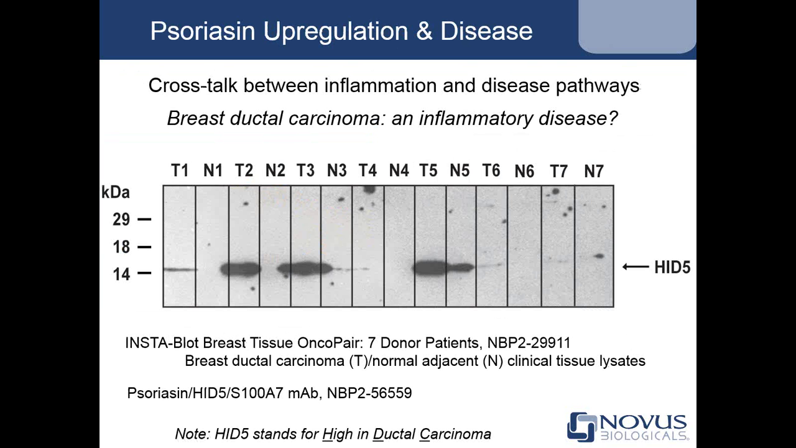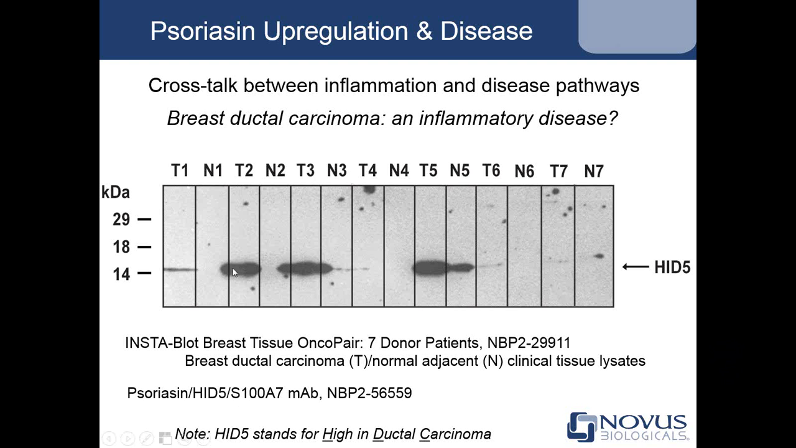Psoriasin is, as we talked about, a protein that is upregulated during TLR5 activation and also happens to be found in high levels in ductal carcinoma. In fact, this protein was independently discovered in ductal carcinomas as HID5, which stands for high in ductal carcinoma, and later was found to be the same as psoriasin, which was first discovered in patients with psoriasis.